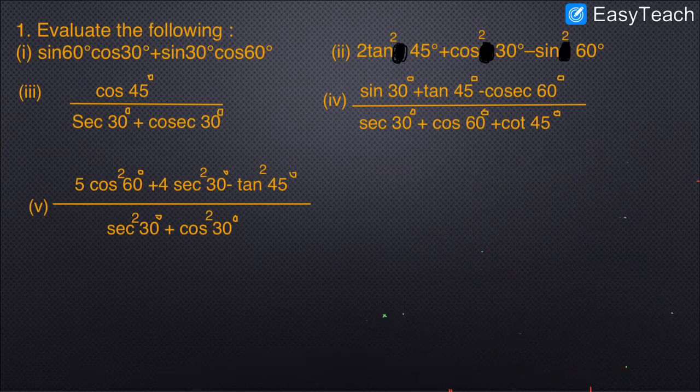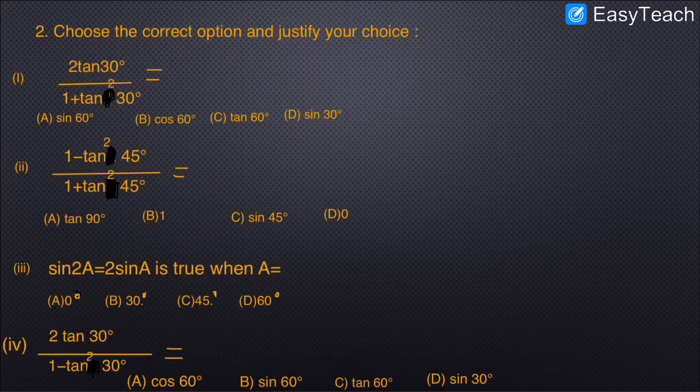I hope there is no need to spend much time on this. It's a very easy one. Let's move on to the next question. Choose the correct option and justify your choice. First question, 2 tan 30 degree divide by 1 plus tan square 30 degree. First of all, let's substitute the value for tan 30.